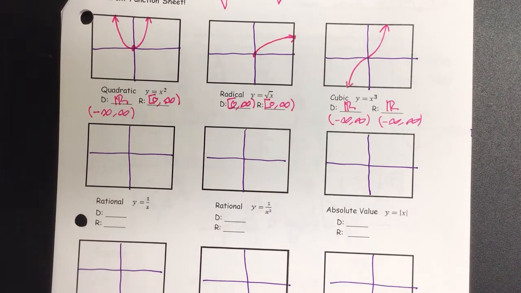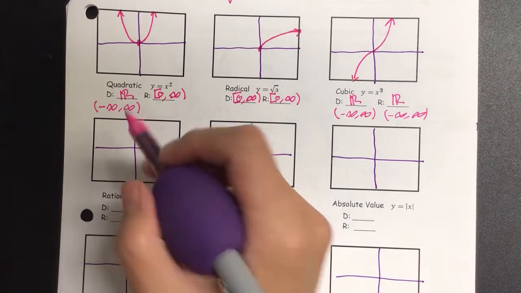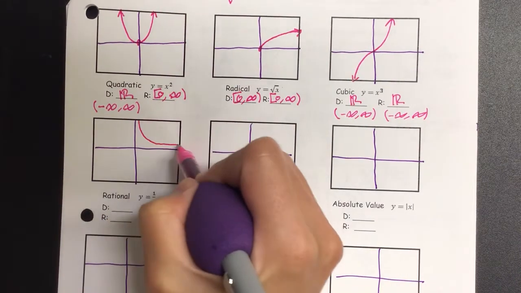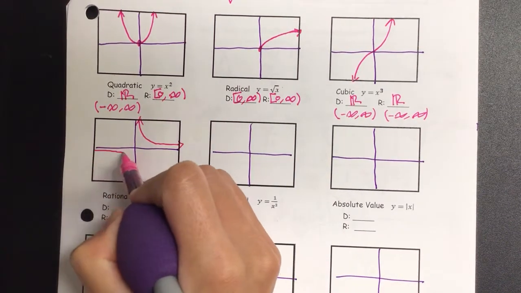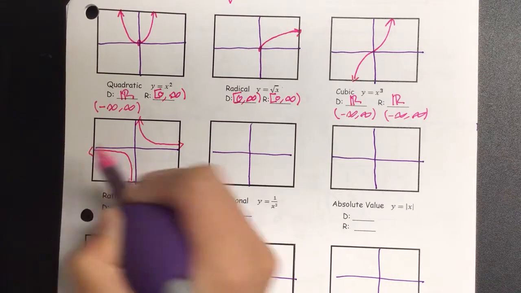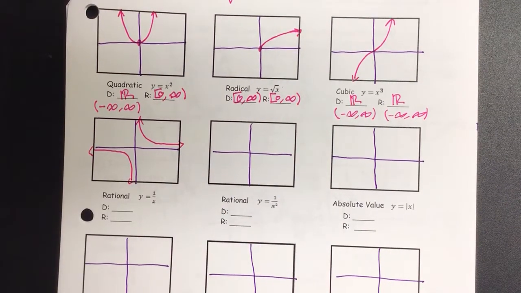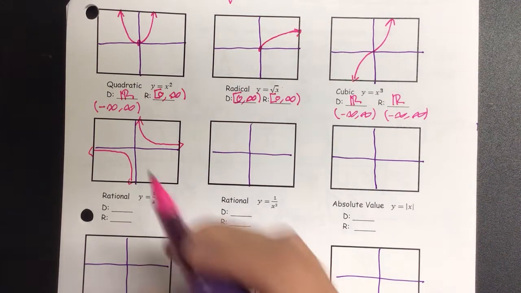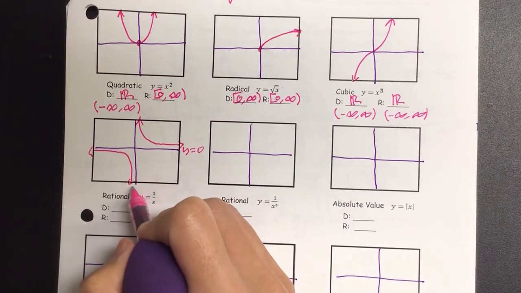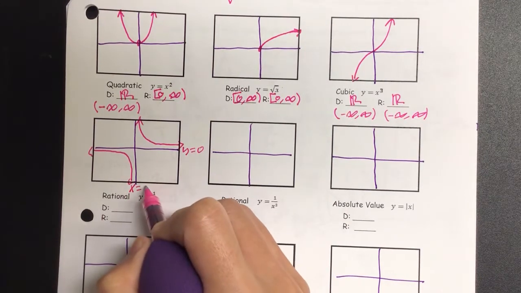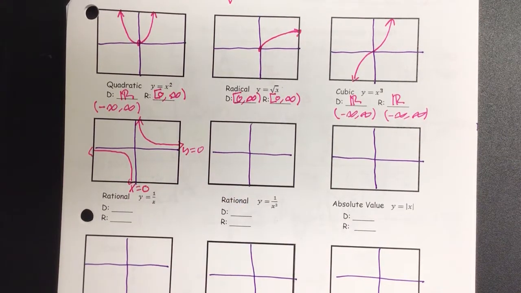For rational functions, y'all graphed a lot of rational functions. It had a vertical and horizontal asymptote, and they were in opposite direction. If you had something on the top right, the other function was on the bottom left. And our horizontal asymptote was y equals 0. And our vertical asymptote was x equals what? 0.